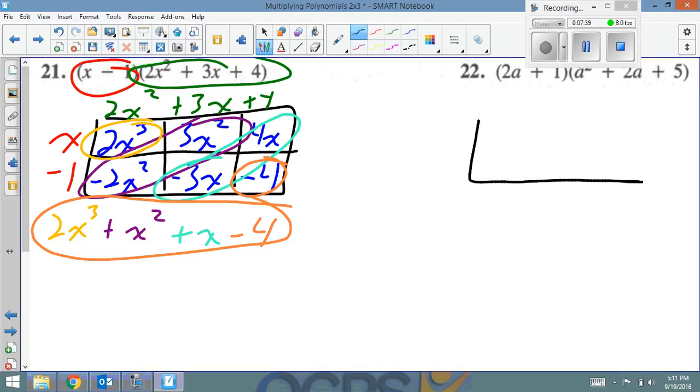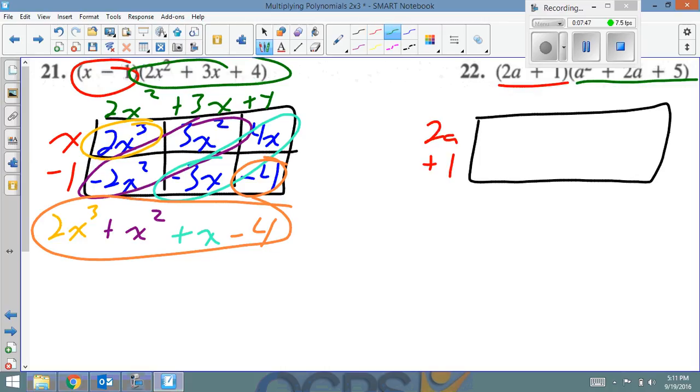Again, draw yourself your box. Smaller term in front. 2a plus 1. Bigger term on top. A squared plus 2a plus 5.